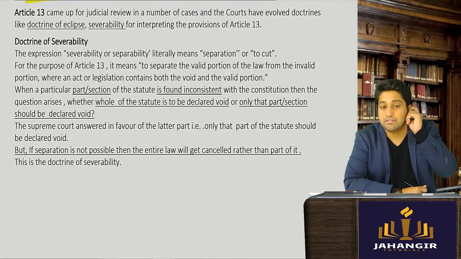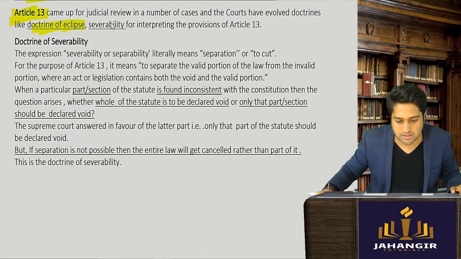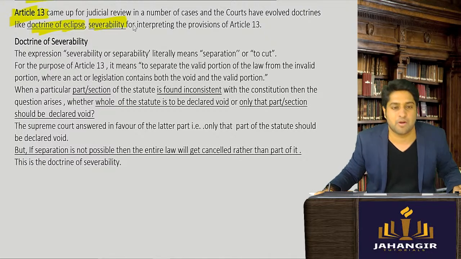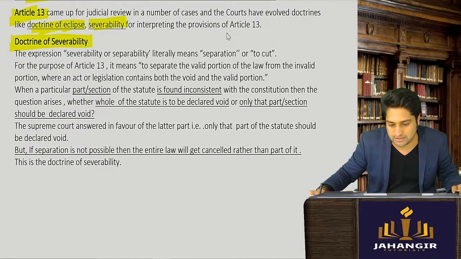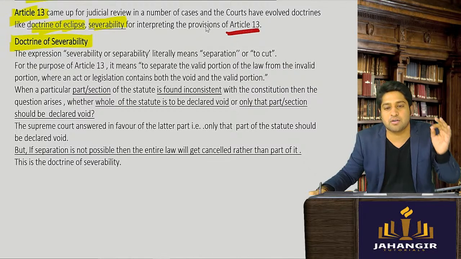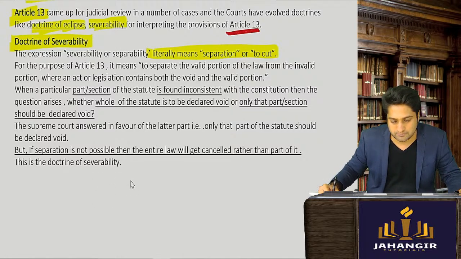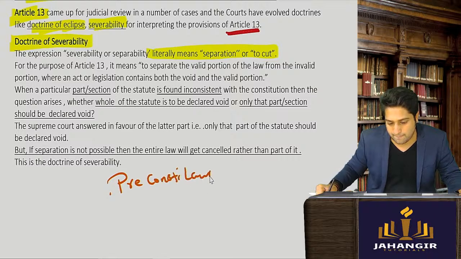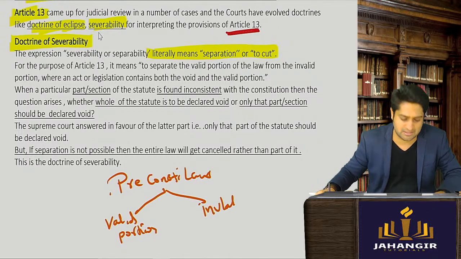Now from Article 13, a few doctrines came up, that is, the doctrine of eclipse and the doctrine of severability. Okay, we will see. Now the doctrine of severability, let's see. This is all for Article 13 only. First, sever means to cut or separate. So let's say there is a pre-constitutional law. This pre-constitutional law has a valid portion as well as an invalid portion. Invalid, when I say, means it is against the constitution.